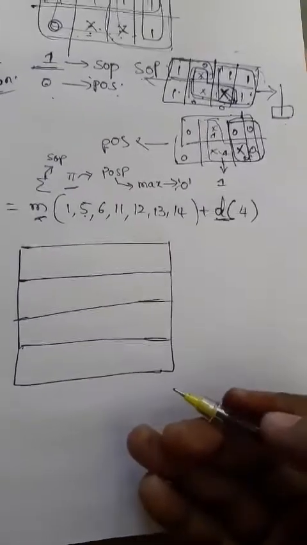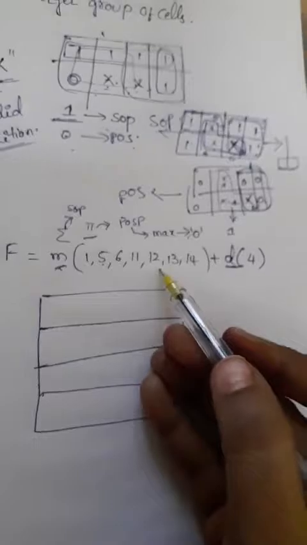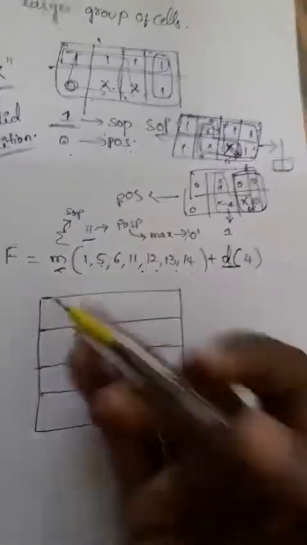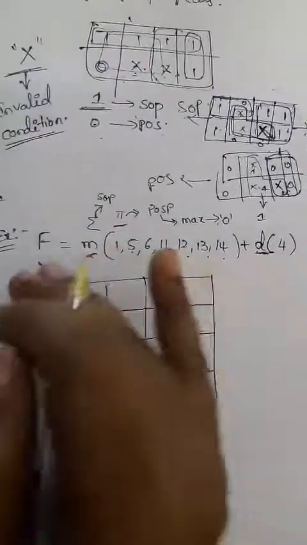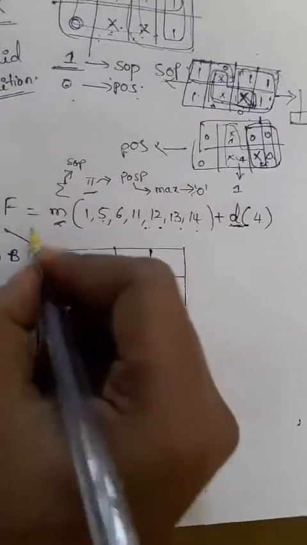For a 3 variable K-map we would have only 8 cells, but then how do we represent 11, 12, 13, 14, right? For that purpose I go for the 4 variable K-map. They didn't mention which variables we have, so you can take whatever you wish: a b c d, or x y z, or w x y z. I take it as a b c d.